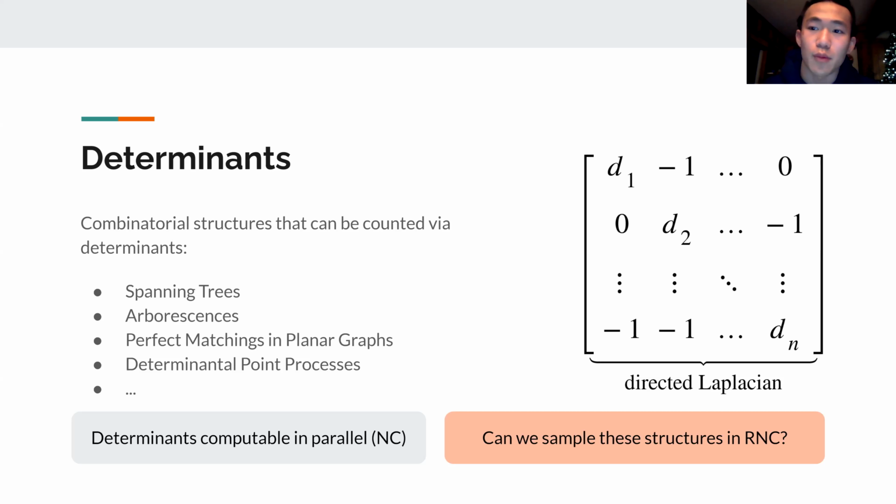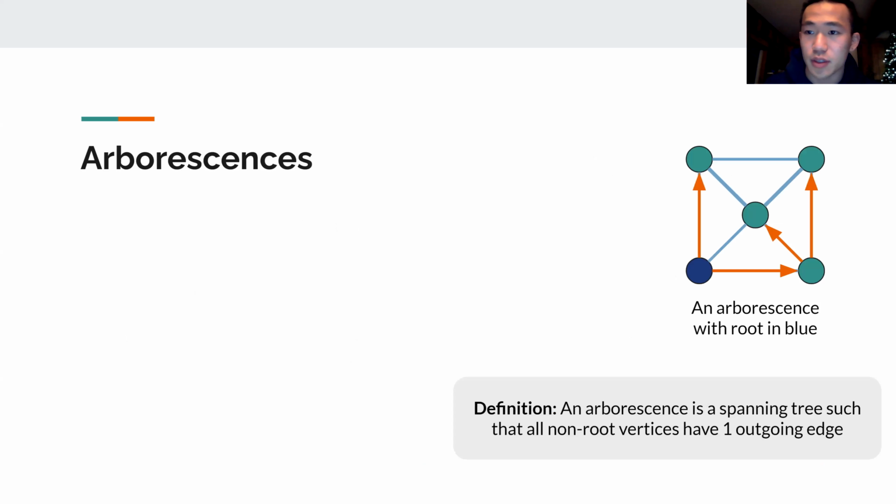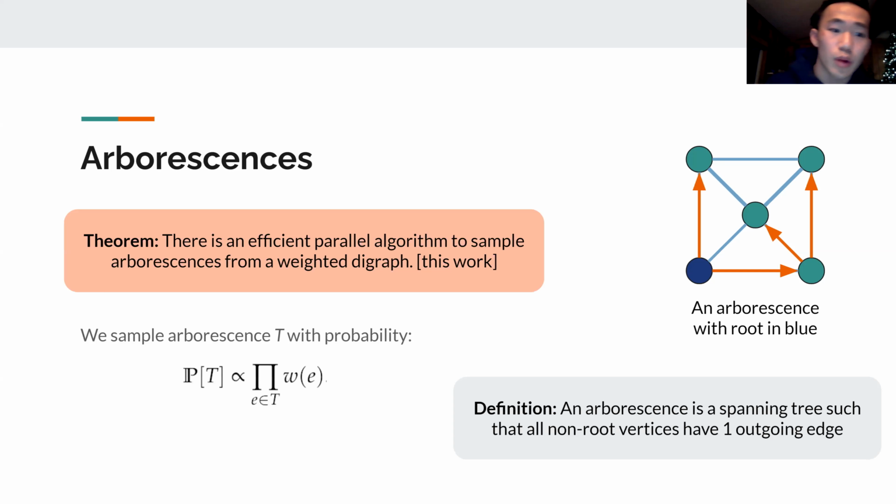Our work focuses on one of these tasks, specifically arborescences, which are a natural generalization of spanning trees where the edges form a spanning tree, and in addition, you pick one vertex to be a root, and every other vertex aside from the root must have one incoming edge. Arborescences can be exactly counted via determinant computations. What we show is that there's an efficient algorithm to sample arborescences from a weighted digraph in parallel, specifically in RNC, with probability proportional to the product of the edge weights.